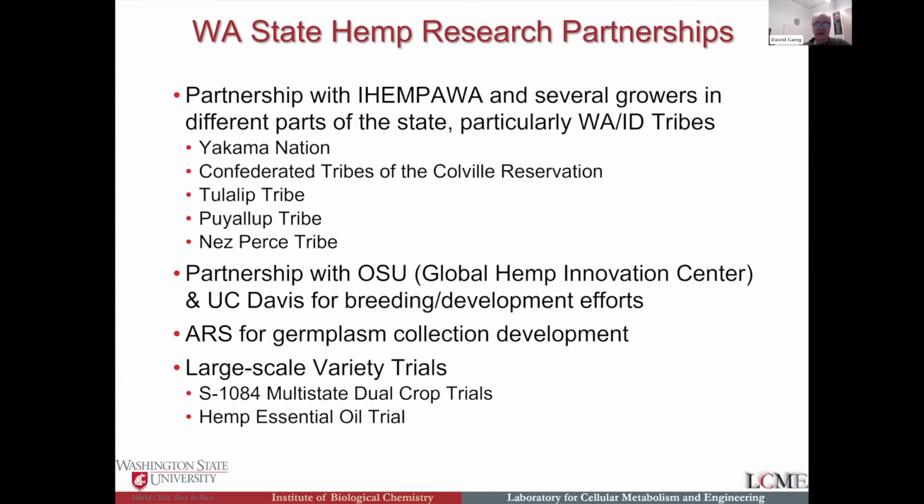And why is it that different varieties perform differently in different areas? That's important information for us to know as we're trying to build this industry so that, as I said, we have this global local economy that we're developing.